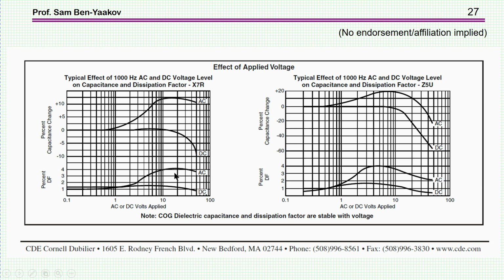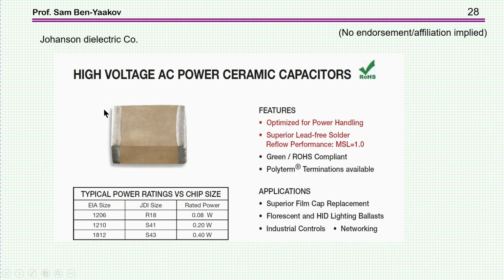So what we have here is that the characteristics and the parameters of the capacitor are changing as a function of the amplitude of the AC voltage that you are imposing on the capacitor. The company Johnson has introduced a capacitor which is intended for AC power application. This is a ceramic capacitor, but they're saying it's optimized for AC application.